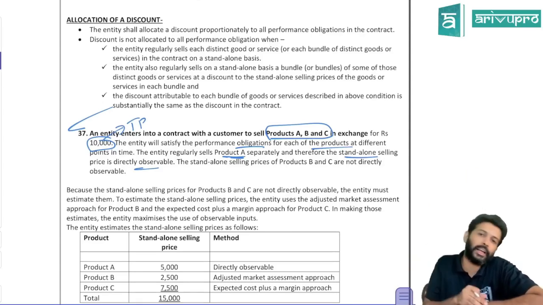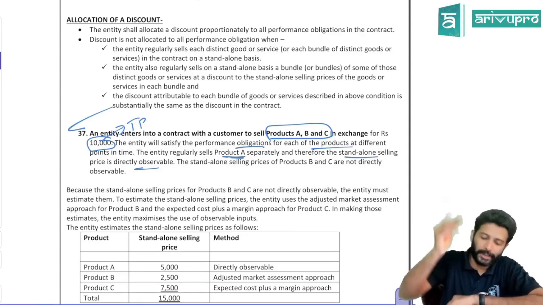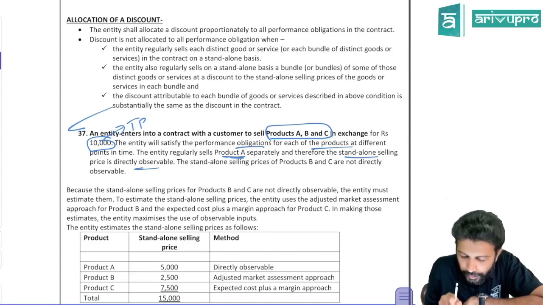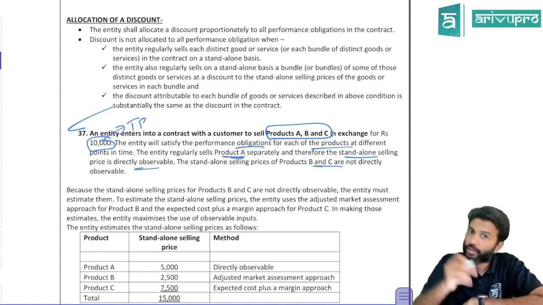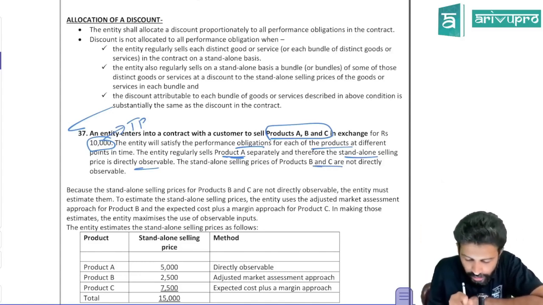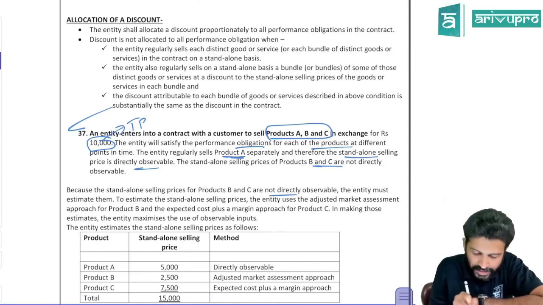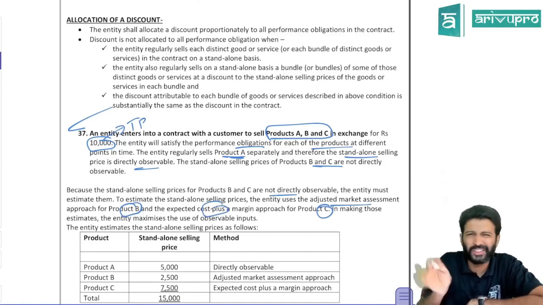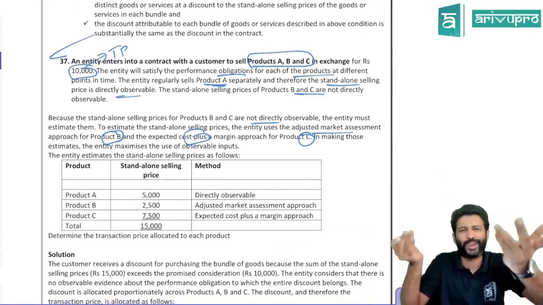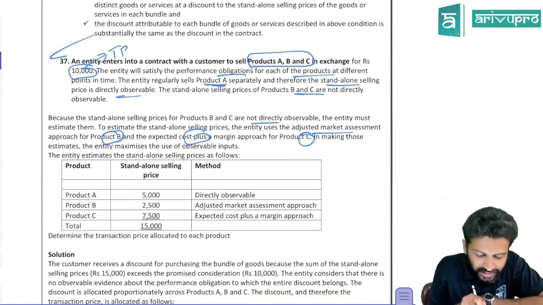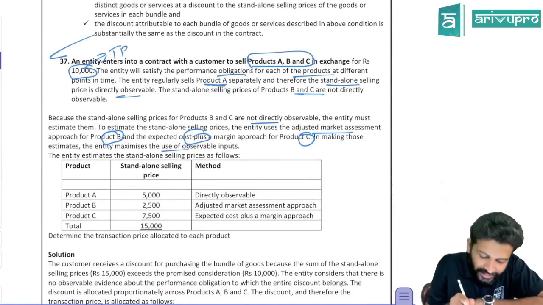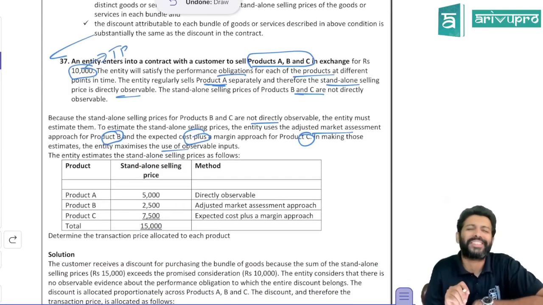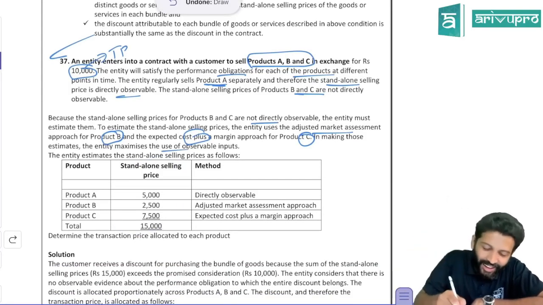If you don't have a directly observable standalone selling price, you need to estimate. Standalone selling price of products B and C is not directly observable, so you need to estimate. To estimate, the entity uses the adjusted market assessment approach for B and the cost plus margin approach for C. Whatever way they can use, that's okay. In making this estimate, they have basically only given the standalone selling prices. All this is just story.